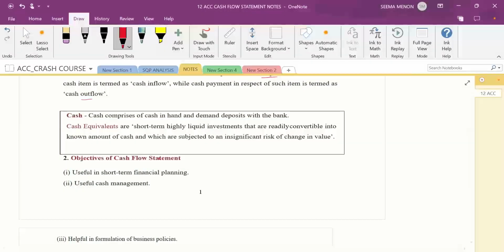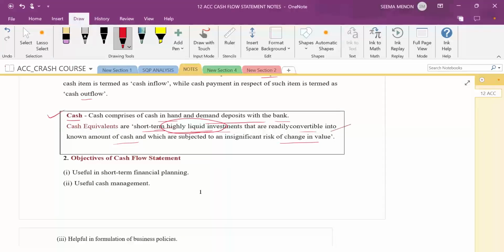After that, the meaning of cash. For MCQ, it is compulsory. Cash comprises cash in hand and demand deposits with the bank. Cash equivalent is a short-term, highly liquid investment. It is short-term and we can easily convert it into cash. Highly liquid investments that are readily convertible into known amounts of cash and are subject to insignificant risk of change in value. Its value will not change easily in the open market.